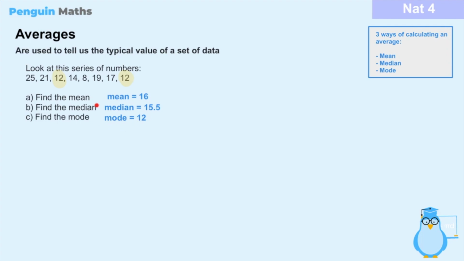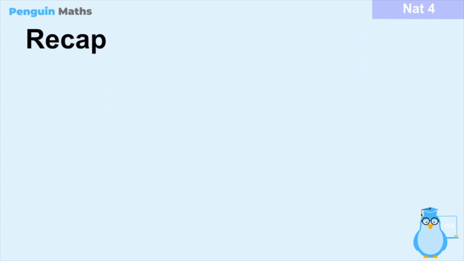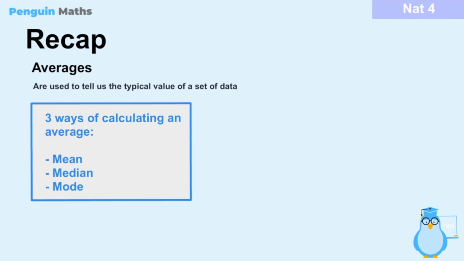So we can see here for the mean, the median and the mode, we all got different answers for each of them. And because that's the case, it's important to know when would be the best to use each one for different situations. So let's recap what we discussed in this lesson. We've said that when we're dealing with a set of data, averages can be used to tell us the typical value within that data. And there are 3 ways of calculating an average. First of all, we have the mean, the median and then the mode.